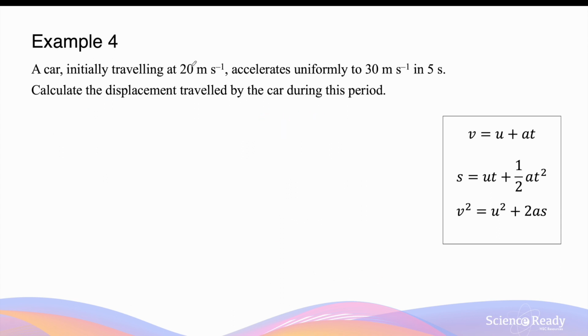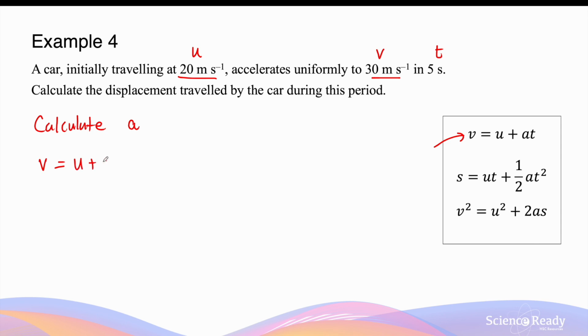A car initially traveling at 20 meters per second accelerates uniformly to 30 meters per second in 5 seconds. Calculate the displacement traveled by the car during this period. Now, this example is slightly different to the previous one because we cannot use any of the three equations involving acceleration if the question hasn't supplied us with acceleration. So the first thing we have to do before we can find displacement is to first calculate the acceleration a. We're given the initial velocity u and the final velocity v, and we know the time taken to change from the initial to the final velocity. So we can use the first equation to calculate a.